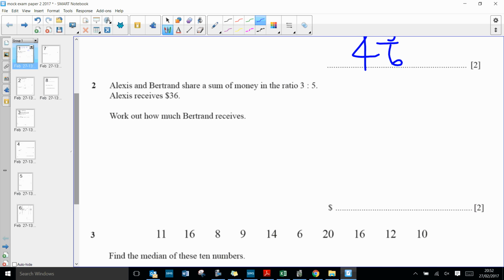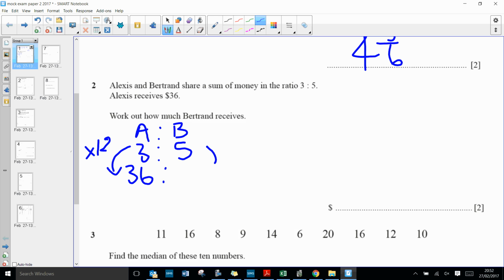Alexis and Bertrand share a sum of money in the ratio of 3 to 5. Alexis receives 36. So if it's Alexis to Bertrand 3 to 5, Alexis gets 36. So how do we go from a 3 to a 36? We times by 12. So we times this by 12, which means that Bertrand gets $60.